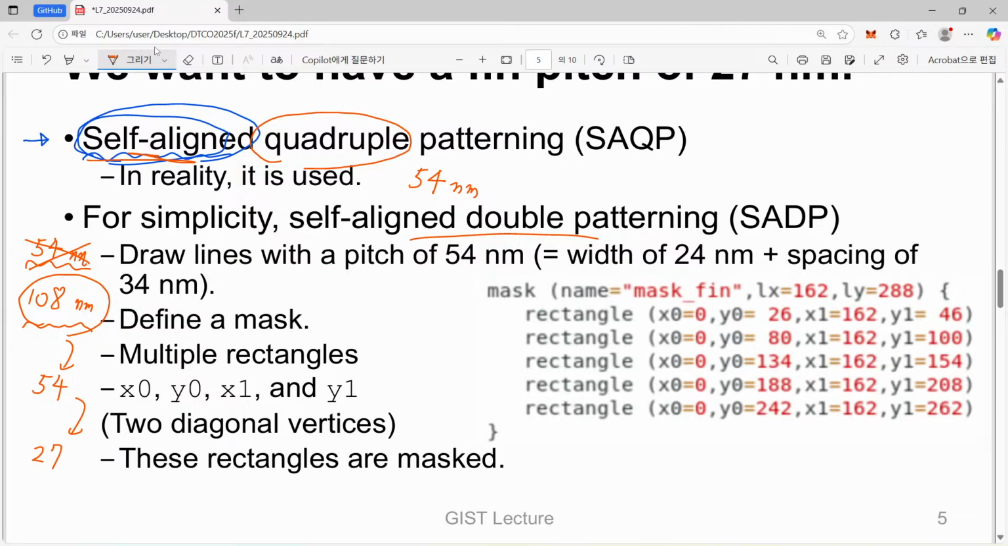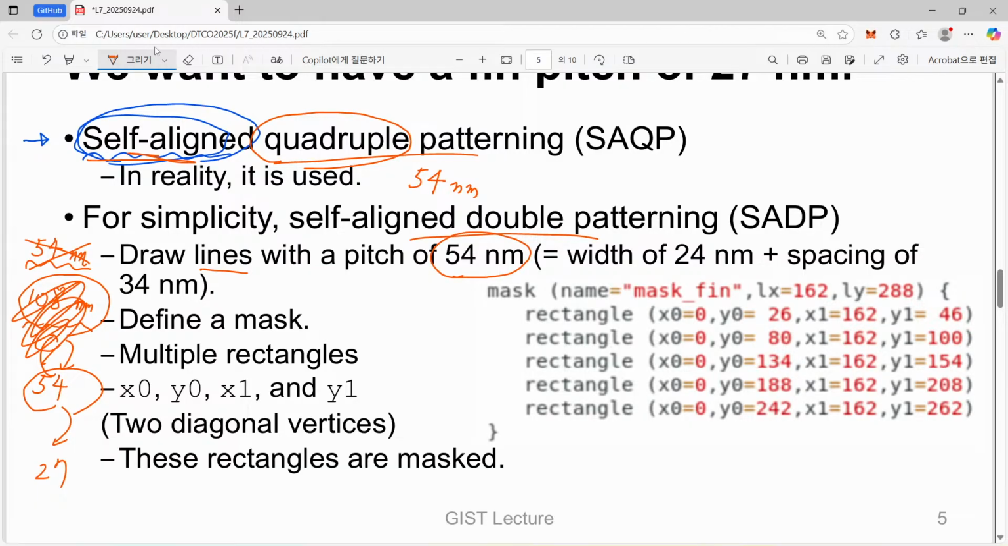That is the situation of quadruple patterning, but we will just assume that we have some magical way to draw 54 nanometer pitch lines. After that, do it only once to reduce it to 27. So please be careful, this is not that realistic. Well, anyway, in this case, we must draw lines with a pitch of 54 nanometer. Let's assume we can do it.